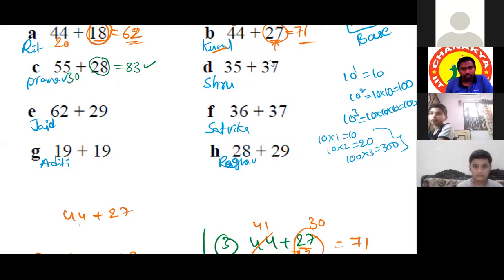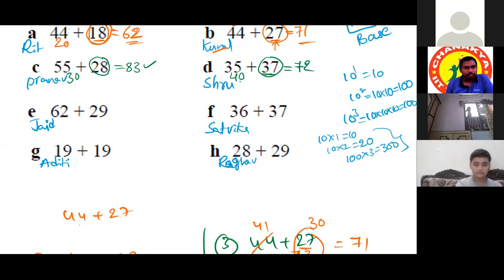Then Srishti. Sir, 37 is closest to 40. So we'll add 35 plus 40, which is 75. Then 40 minus 37 is 3. So 75 minus 3 is 72. 73. Just try to change the terminology here. So instead of adding 37, we'll add 40, and later we'll remove that 3 extra. Because we have added 3 extra, we'll remove that 3 from the answer. 75 minus 3 will be 72, right?